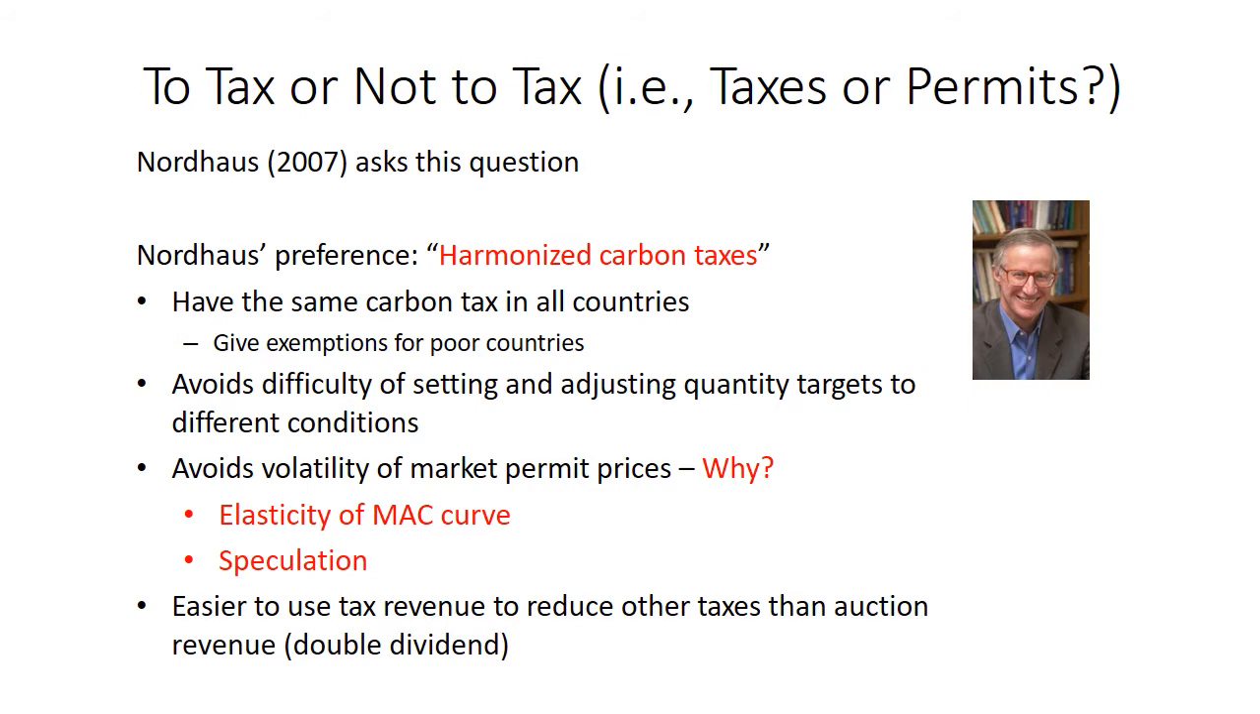It's easier to use tax revenue to reduce other taxes than auction revenue. So another thing we could do is take the tax revenue from a carbon emissions tax and use it as the transfer payment to developing countries. So when we talked on the previous slide about how we could help other countries leapfrog, we could use the tax revenue from a globally harmonized carbon tax as a transfer payment to developing countries. That's called the double dividend.